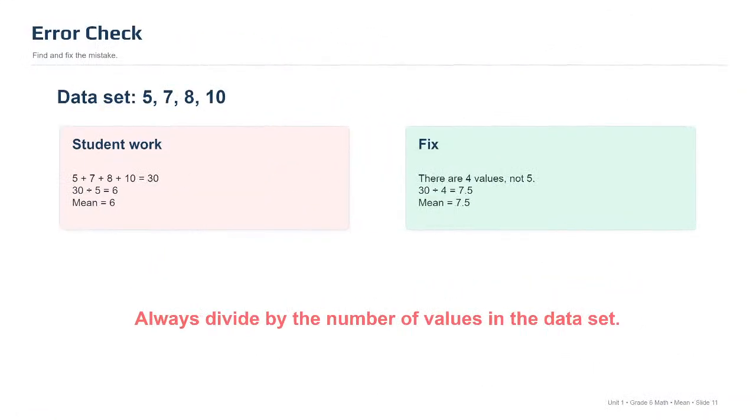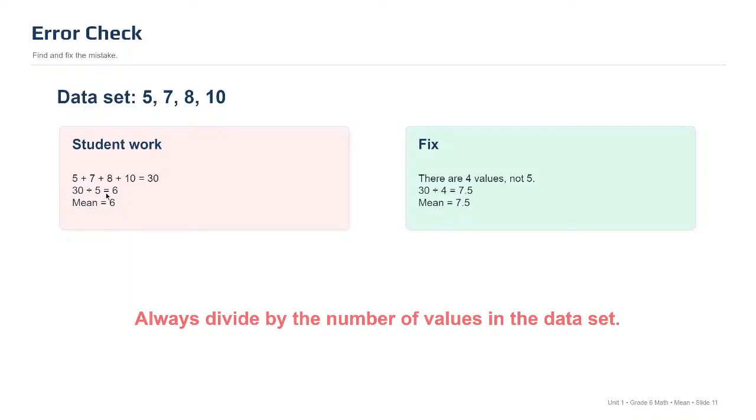So the error check. This is the student's work. So he did do the first step right. He did add 5 plus 7 plus 8 plus 10. But here, see, he made an error right here.